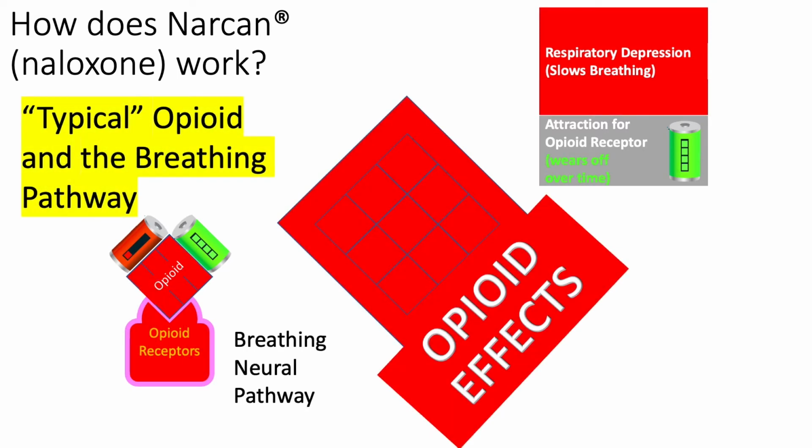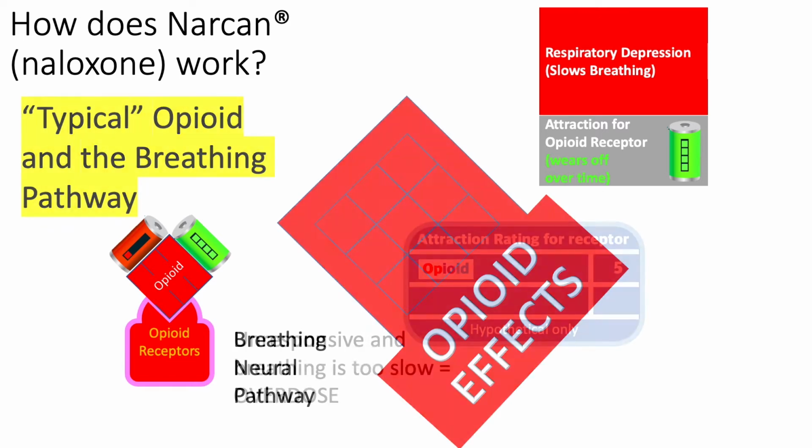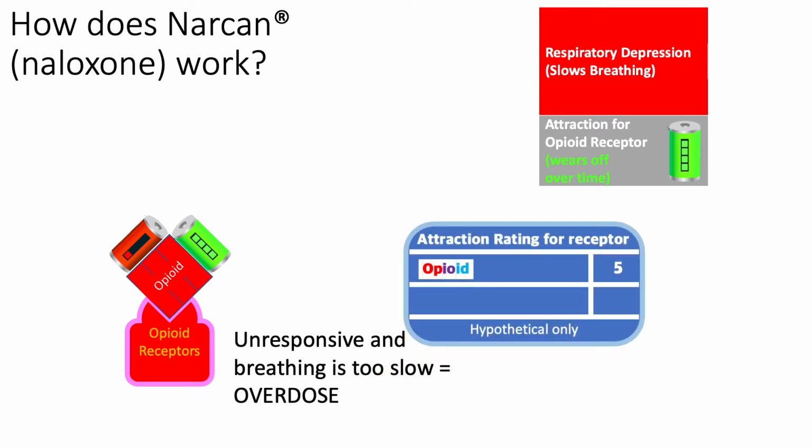To simplify things even further, let's just discuss the neural pathway for breathing in the brainstem. That's indicated by red here. This neural pathway slows or even stops breathing when exposed to opioids, and the opioid has attached to the opioid receptor, which represents all the opioid receptors on the nerves in the breathing neural pathway. The opioid has slowed breathing and the patient is gurgling and unresponsive.